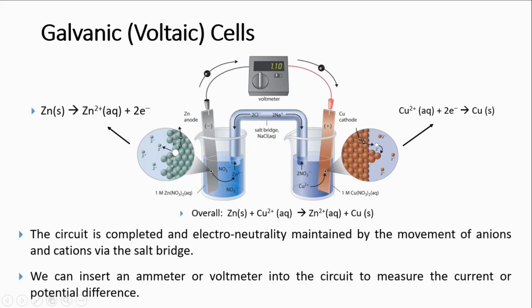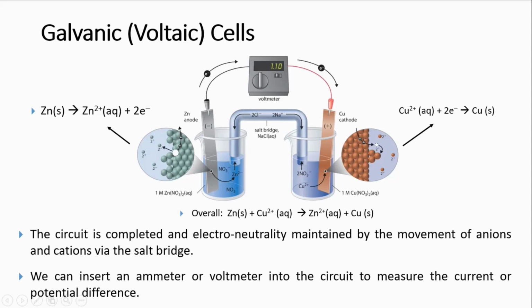It maintains what we call electroneutrality, or charge balance, and it also connects the 2 half cells electrically. Now, if you insert a voltmeter in, as seen here, for copper and zinc half cells, which come together to make the overall cell, what you will find is that you will get a potential of 1.10 volts, provided that both solutions are 1 molar and that the temperature is about 25 degrees Celsius.